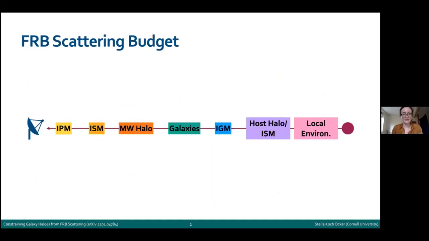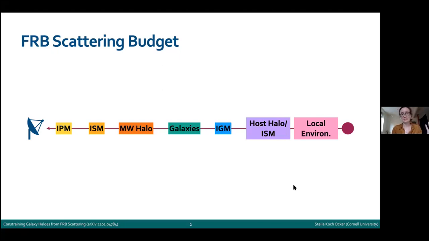Okay, so FRBs are for the most part extragalactic, and they propagate through a whole slew of media along their journey from the source to our detector. So this diagram is just highlighting some of those key components along the FRB's journey, right? And along their journey, they experience various propagation effects like dispersion and scattering, which arise from electron density fluctuations in the ionized media along the line of sight.